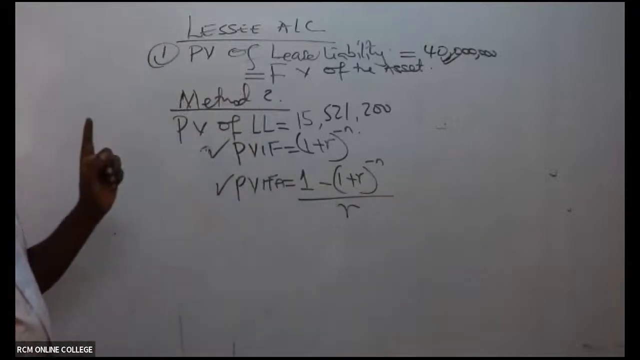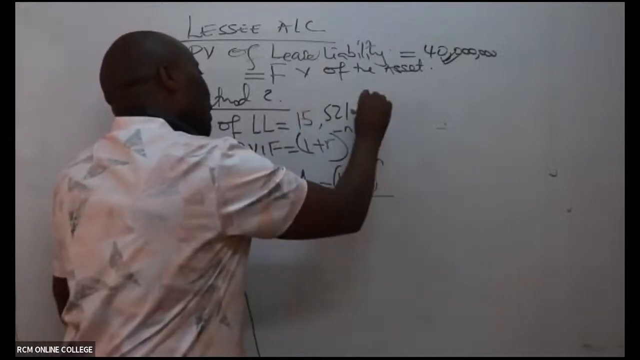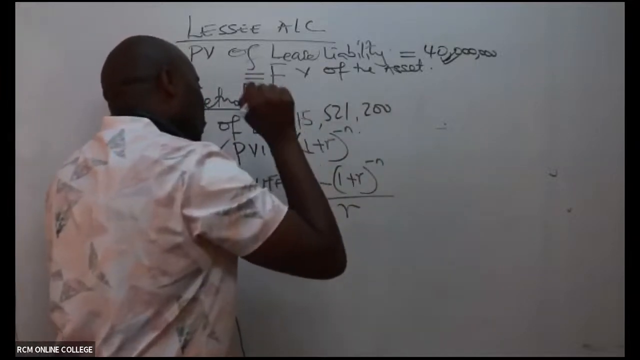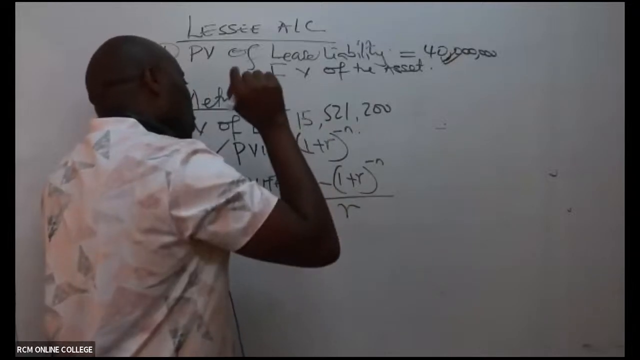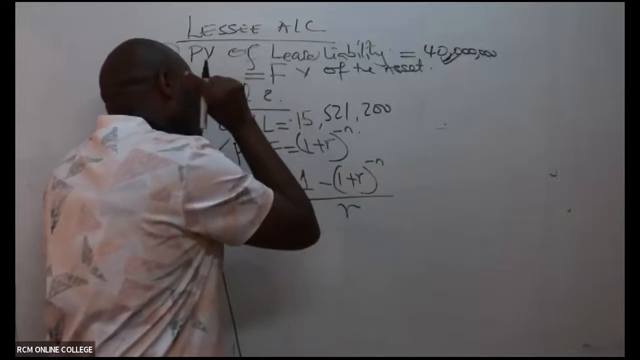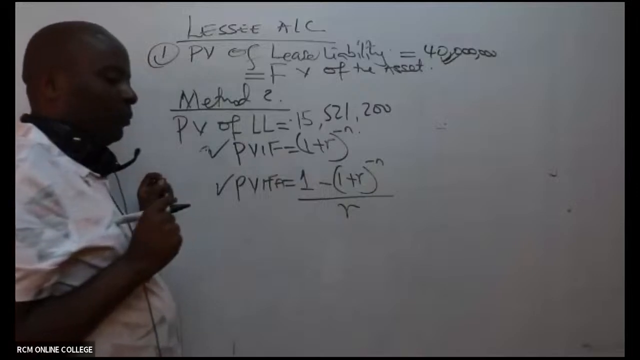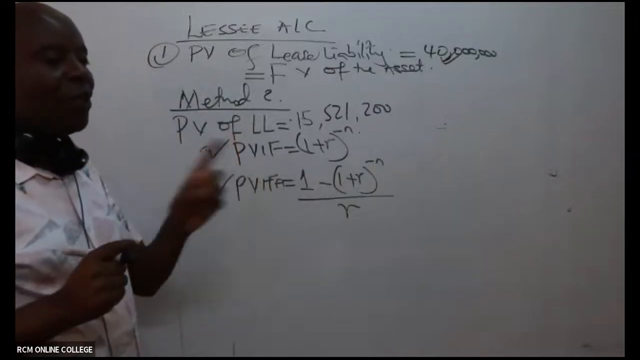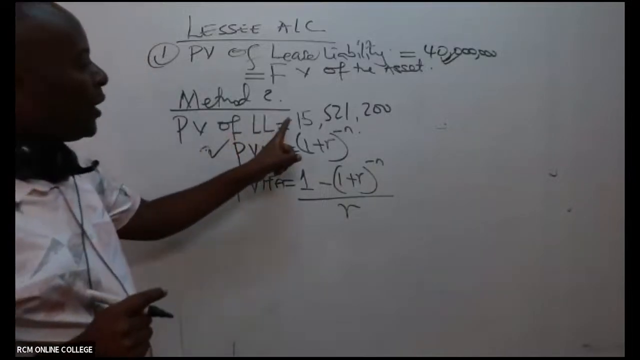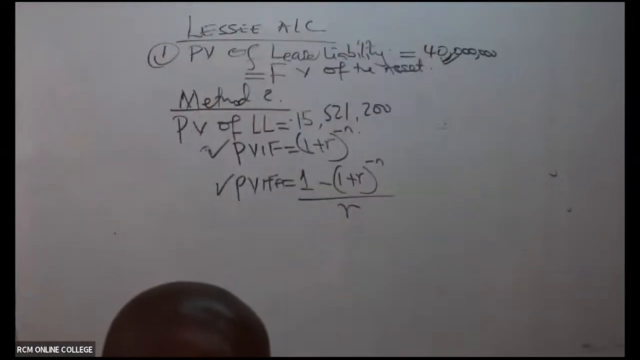Now let me, ladies and gentlemen, ask you a question. This figure here, according to you, is it going to be a uniform cash flow or is it going to be irregular? This figure you are seeing here, is it going to be uniform or irregular? Uniform, thank you very much. Uniform, because look at the question itself. What is the question telling us?